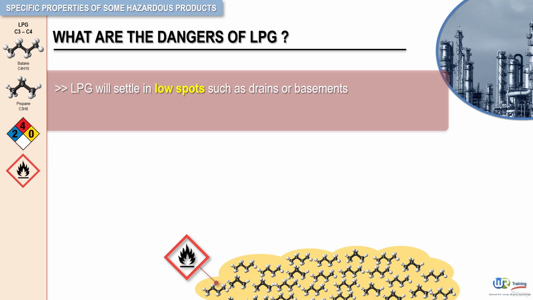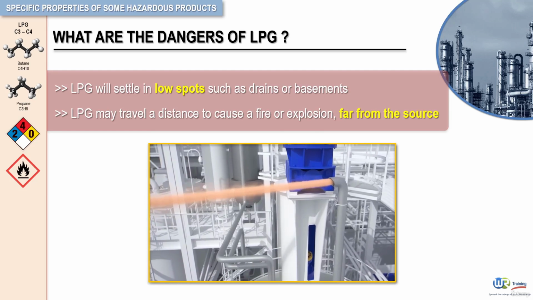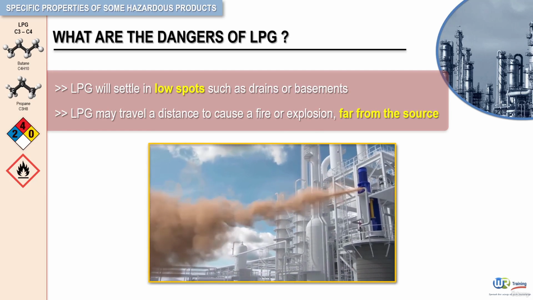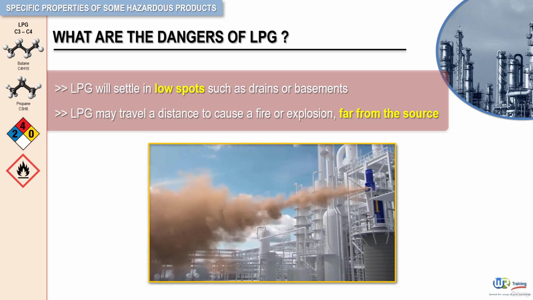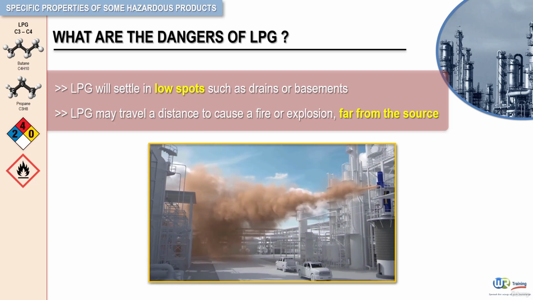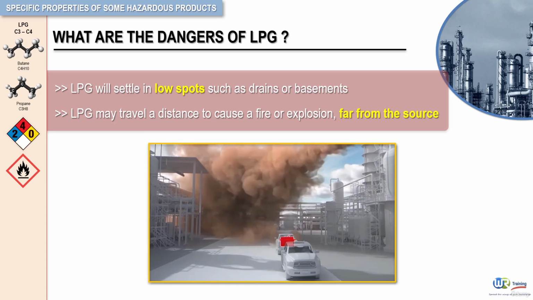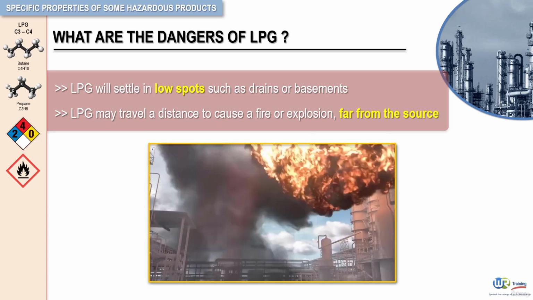In addition, LPG vapor is heavier than air and may travel a distance to cause a fire or explosion far from the source. In some cases, and under certain circumstances, instead of causing an explosion, it will simply flash back. In this example, the emergency pressure relief system activated. LPG vapors discharged from the process into the atmosphere. It was released horizontally toward an area where many people were working. Soon after, a nearby welding machine ignited the LPG vapor, causing a massive explosion.